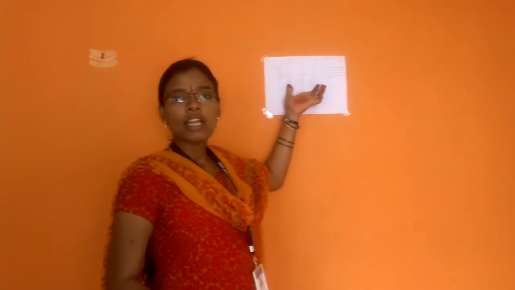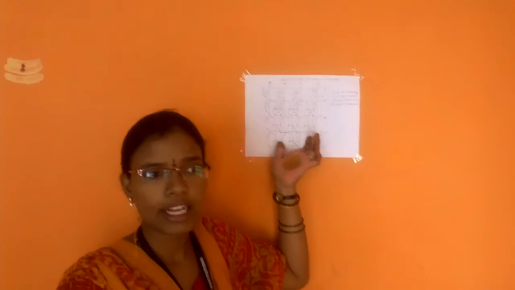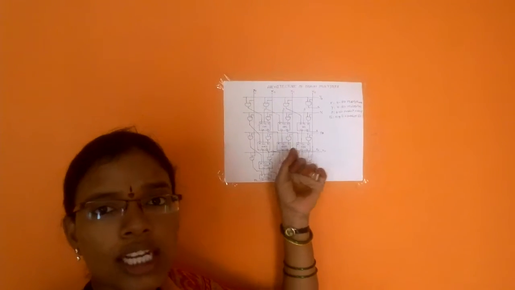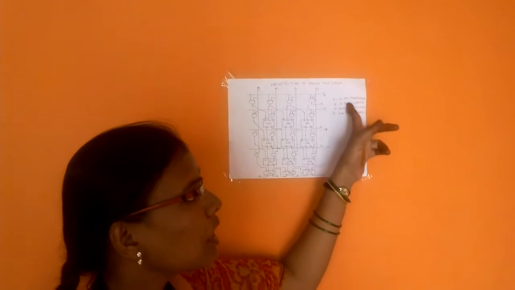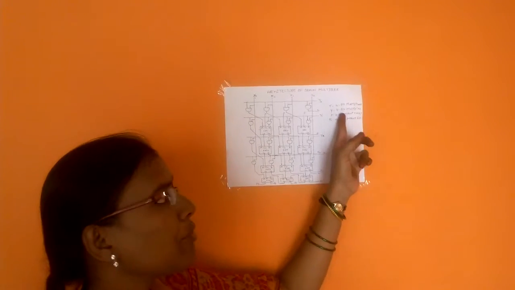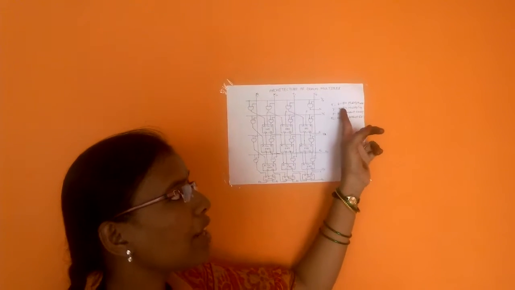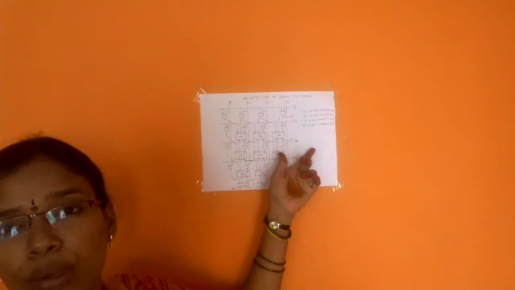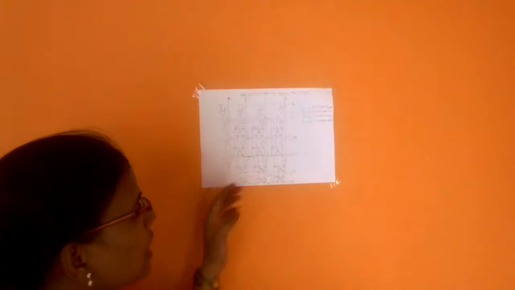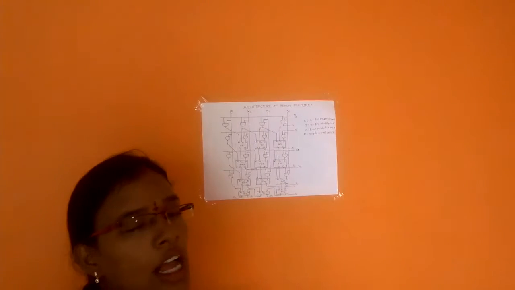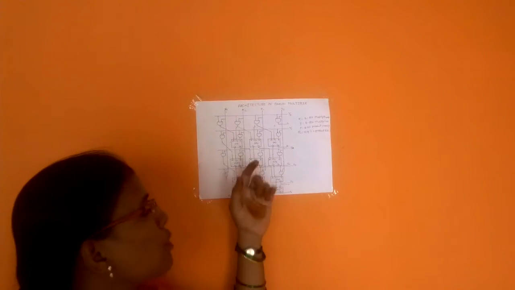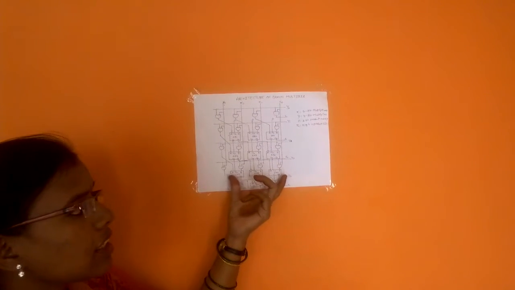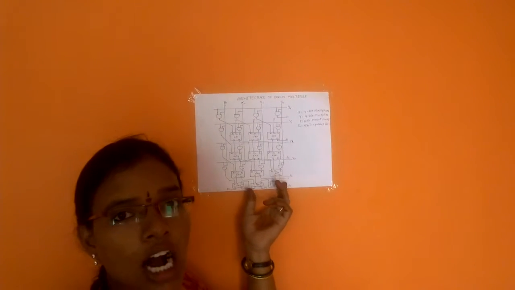If you want to implement an n by n multiplier, it needs n into n minus 1 adders and n square AND gates. Here we use a 4-bit by 4-bit multiplier. The 4-bit multiplier consists of 4 into 4 minus 1, so 12 adders, and 4 square AND gates, which means 16 AND gates. For implementing this design we use that much hardware.